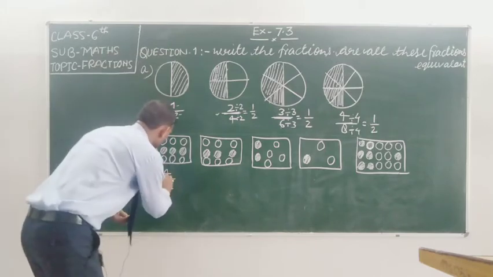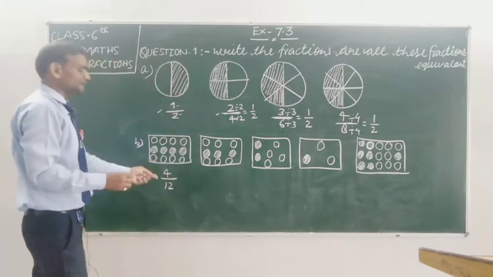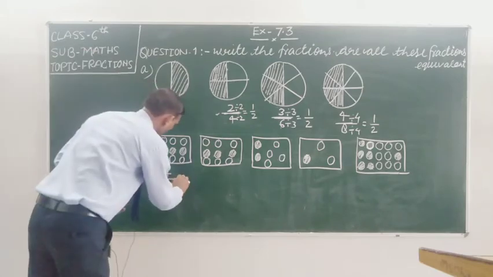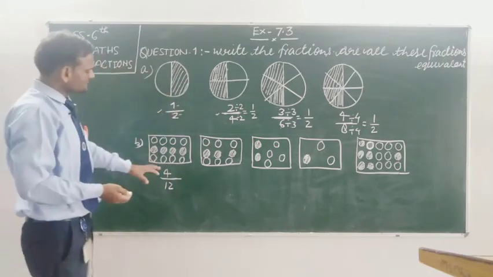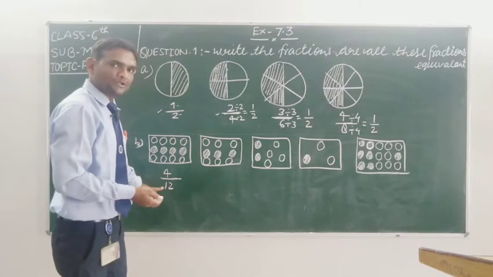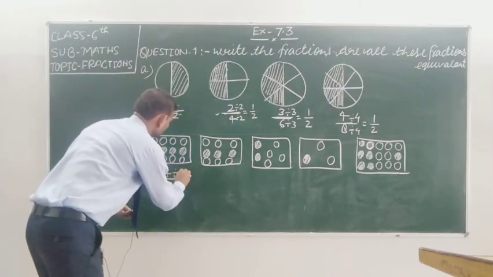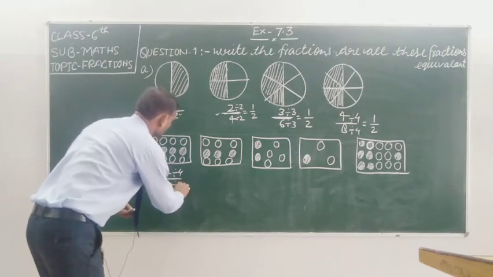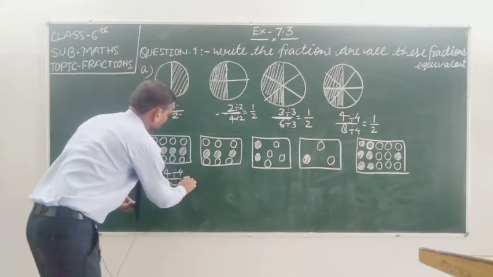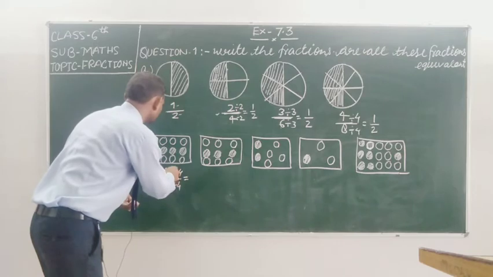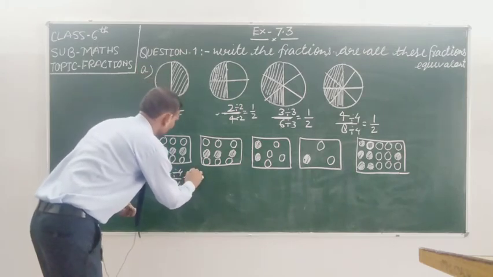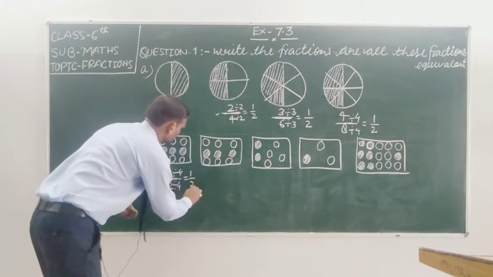And when you make the simplest form of 4 by 12, it means when you get the HCF of 4 and 12, you will get 4. So we divide the numerator and denominator by 4. Then we get the simplest form of the fraction 4 by 12. 4 ones are 4 and 4 threes are 12, 1 by 3.